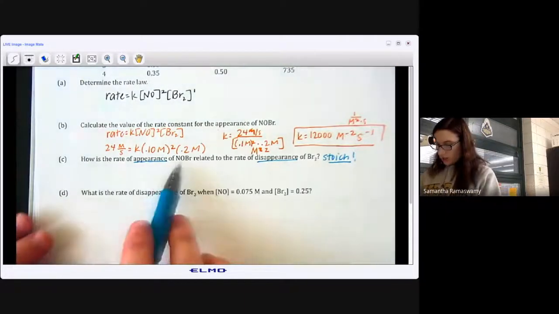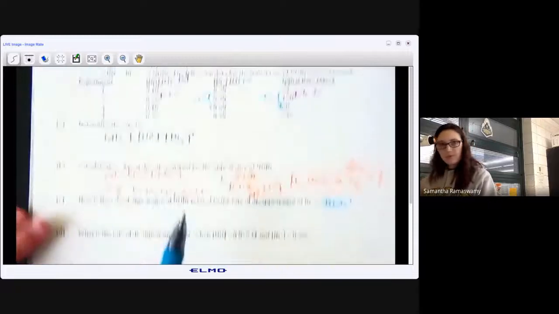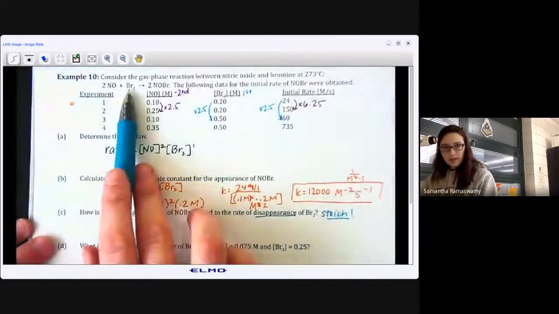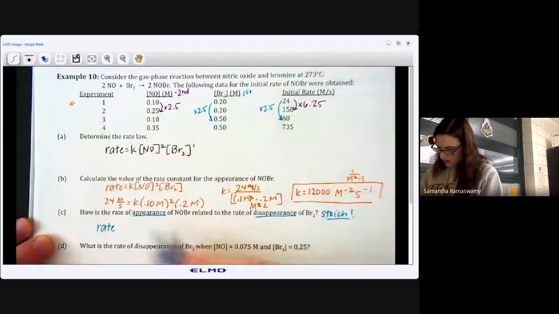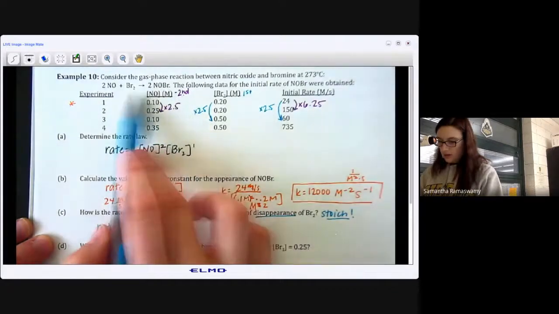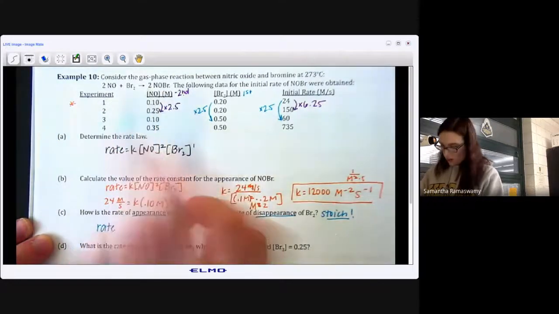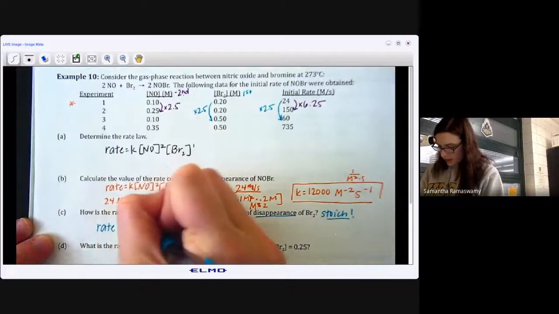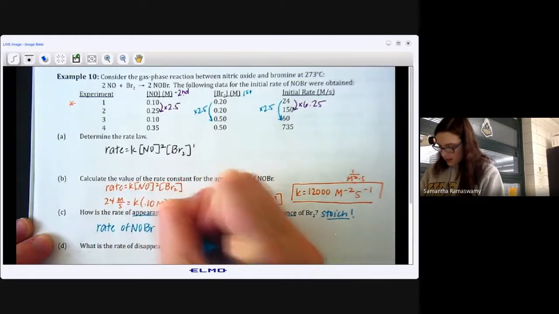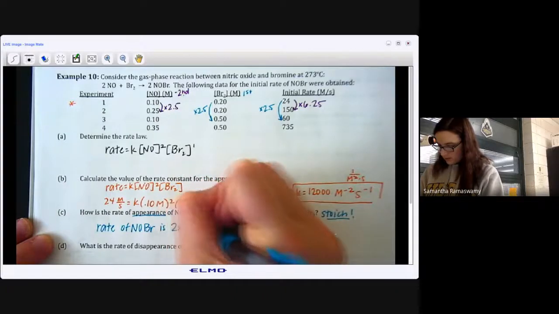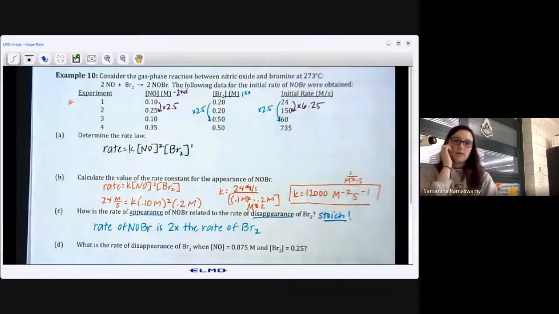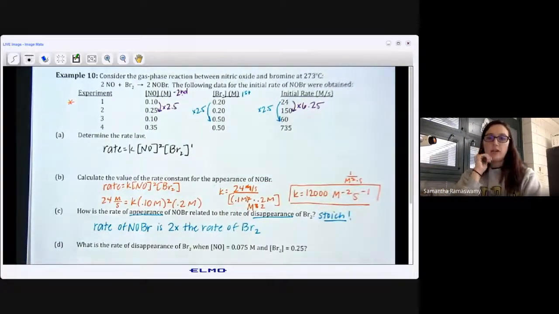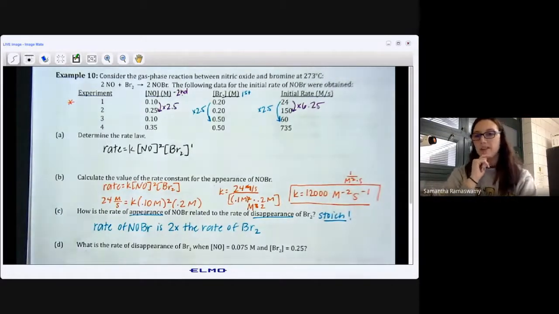So here's where we're looking at the balanced equation now. 2NO plus Br2 gives 2NOBr. Still, it's 2 to 1. So the rate of NOBr is 2 times the rate of Br2. So the rate of appearance of NOBr is twice as fast as the rate of disappearance of Br2.